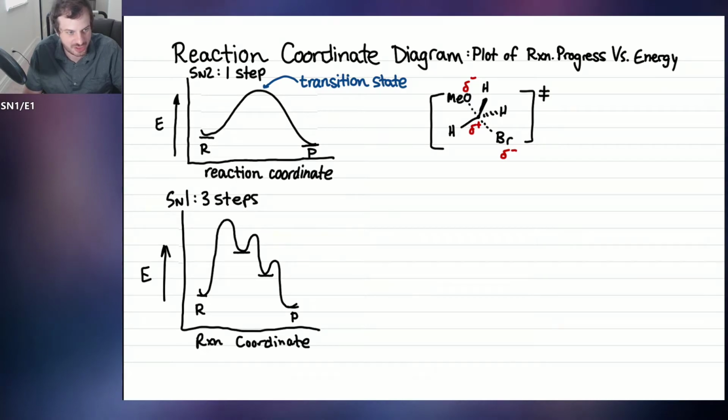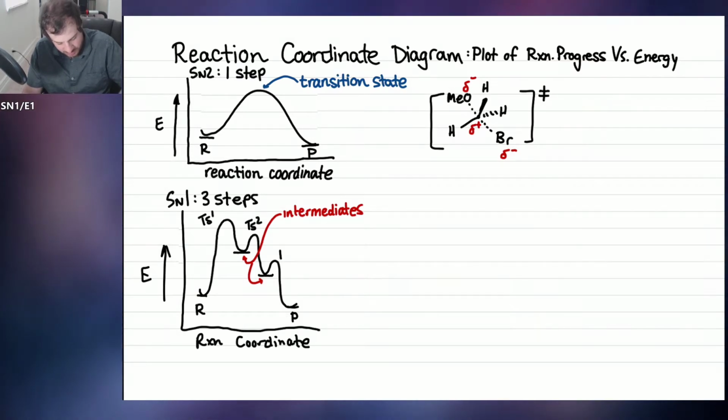So the SN2 reaction has no intermediates, but the SN1 reaction has 2 intermediates. So these are intermediates here. And we have 3 transition states. Transition state 1, transition state 2, transition state 3. Okay, let's just draw transition state 1. The first step of the reaction is dissociation. And as you can see, transition state 1 is the highest energy transition state, which means it is going to be the rate determining transition state, the most important transition state for the rate of the reaction.